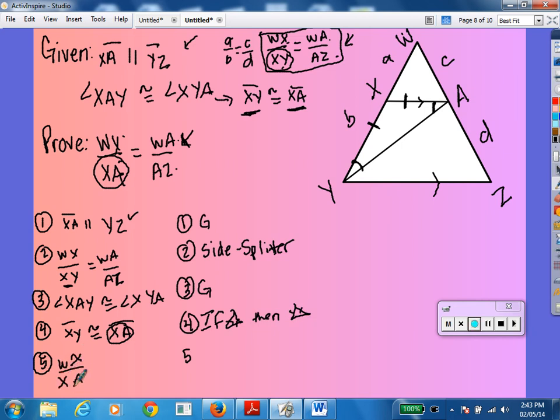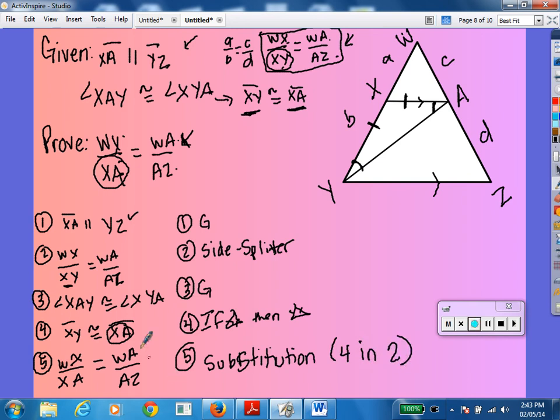over XA equal to WA over AZ. And we're going to say that this is substitution, but we're going to say where we got it from. Okay, we're substituting number 4 in number 2. So here's number 4, and we're putting it in number 2 right here. And if you kind of circle them, that helps us to see where your substitution is, okay?